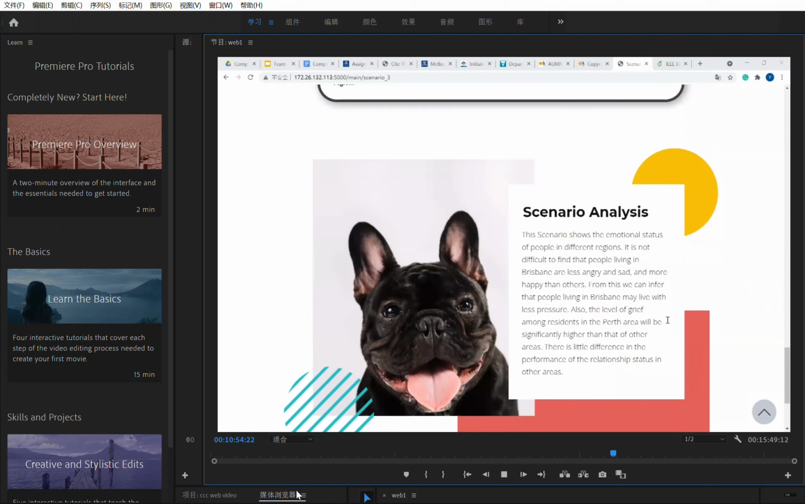This scenario shows emotion status of people in different regions. It's not difficult to find that people living in Brisbane are less angry and sad and more happy than others. From this, we can infer that people living in Brisbane may live with less pressure. Also, the level of grief among residents in Perth will be significantly higher than that of other areas. There's little difference in the performance of the emotion status in other regions.